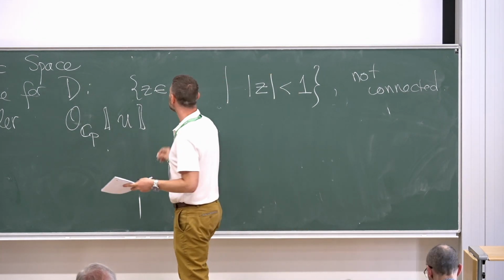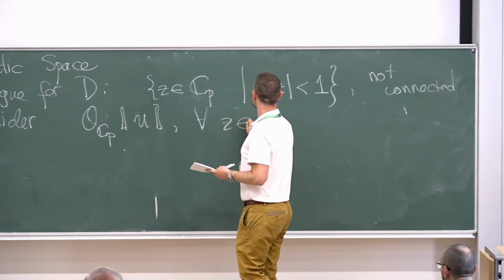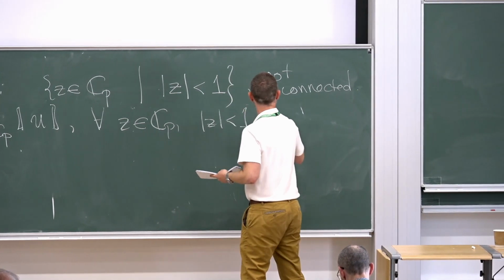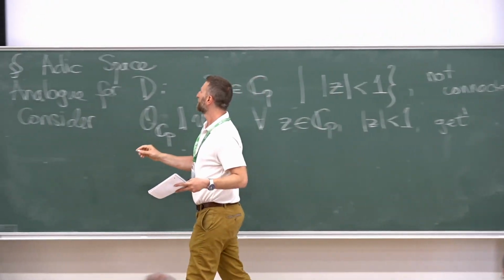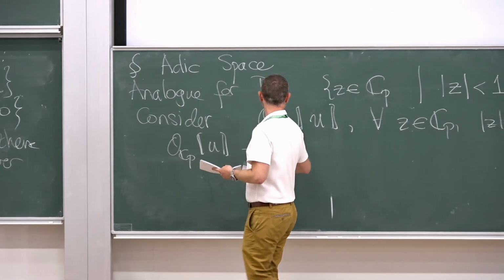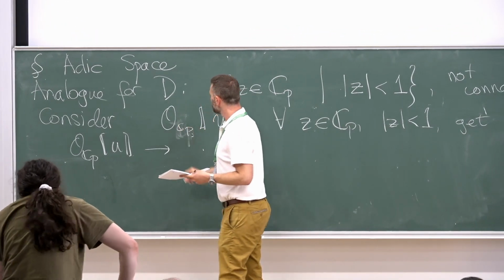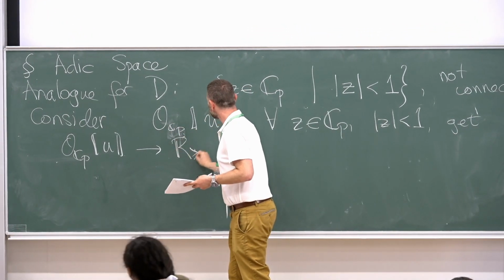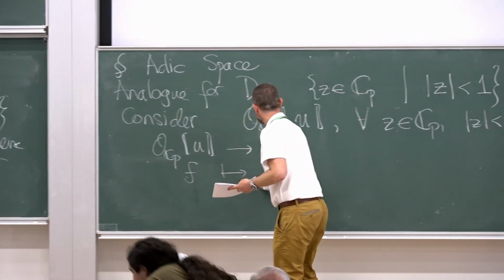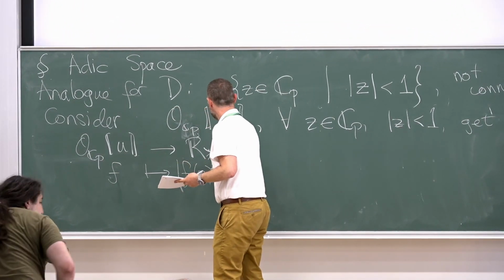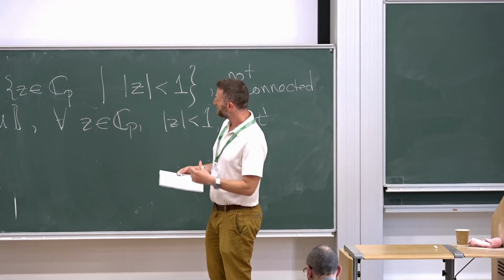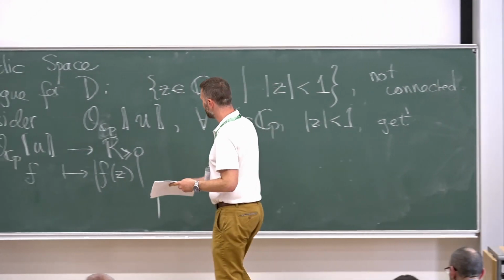So for each z in C_p such that the absolute value of z is less than 1, you get a map from the power series ring to the non-negative real numbers, where the power series gets mapped, well, you just substitute, and then take the absolute value. C_p is a metric field, so this is allowed. This thing I'm going to call a valuation.